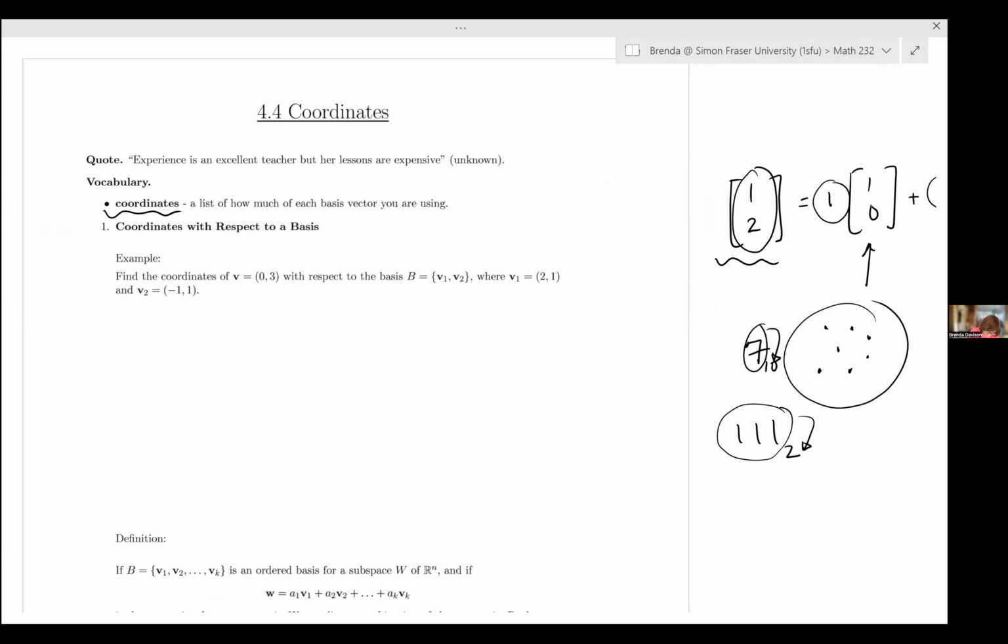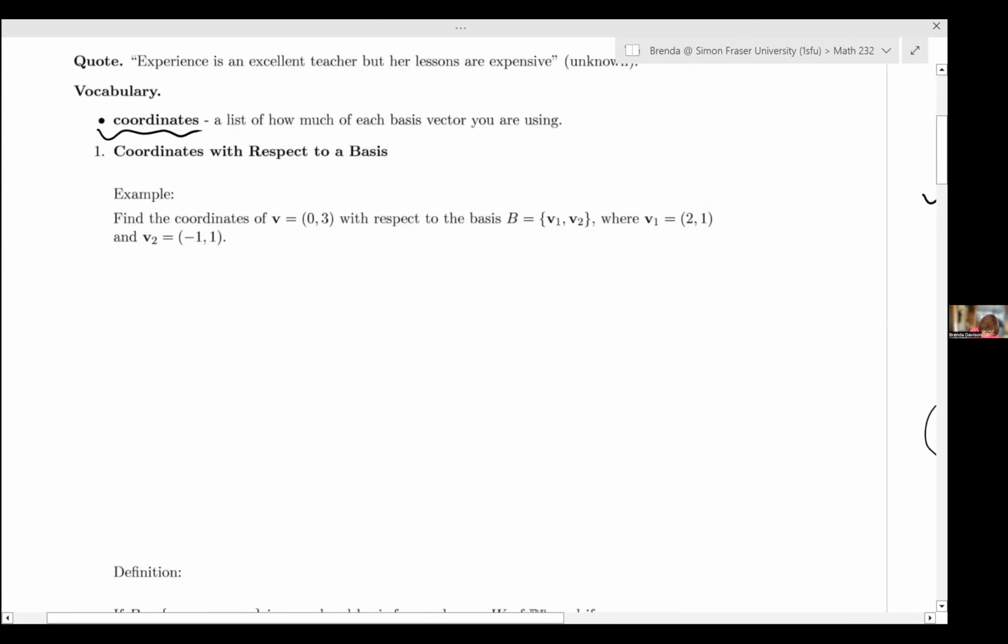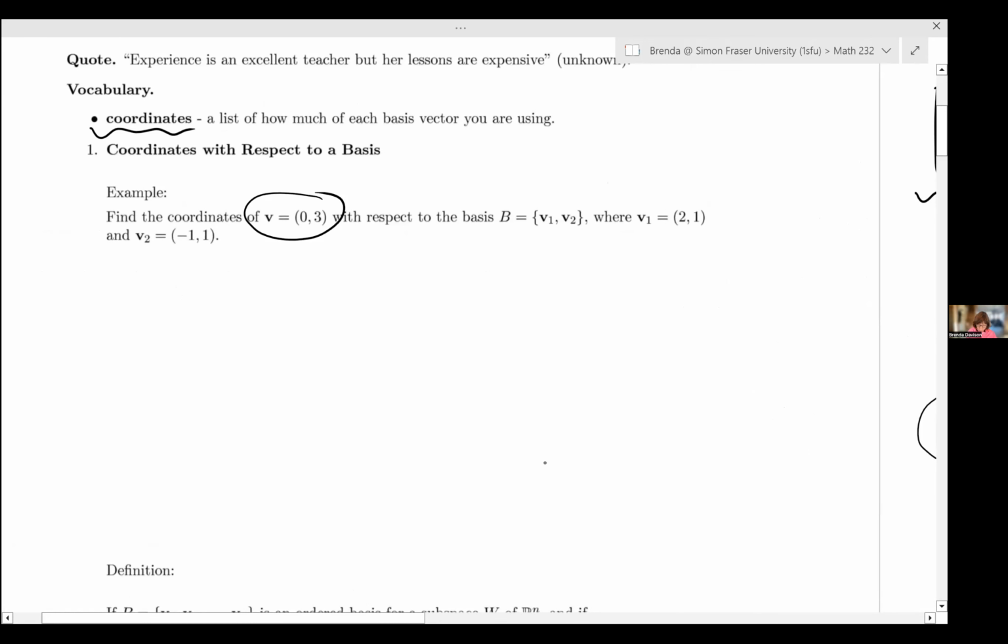So now we have here a vector, 0, 3. Without further identification, we understand that to be with respect to the standard basis. Now we want to represent that vector with respect to two different basis vectors: v1, 2, 1 and v2, minus 1, 1. What this means is we want to represent v as a linear combination of the two basis vectors, so some amount of v1 and some amount of v2.